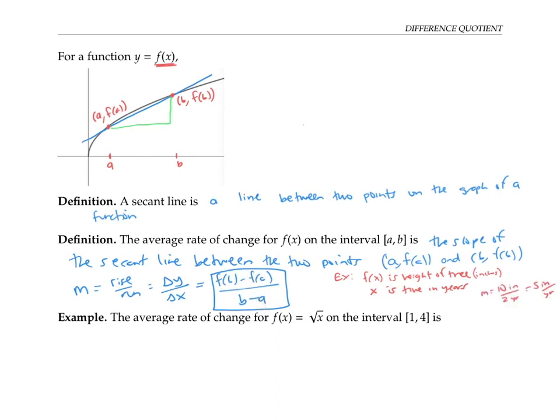Let's compute the average rate of change for the function f(x) = √x on the interval from 1 to 4. So the average rate of change is (f(4) − f(1)) / (4 − 1). Well, f(4) is the square root of 4, f(1) is the square root of 1. So that's going to be (2 − 1)/3, or 1/3.